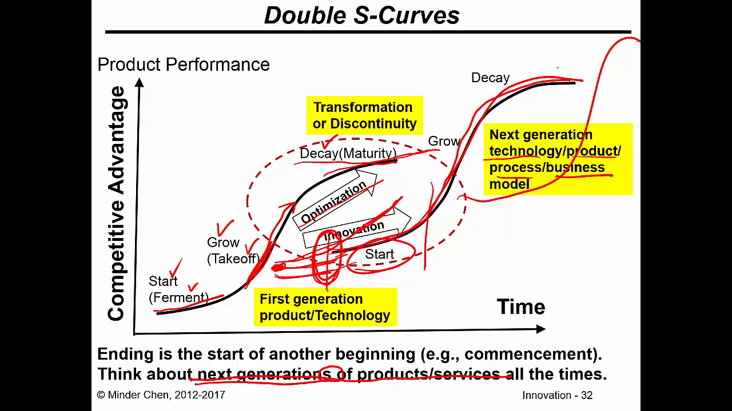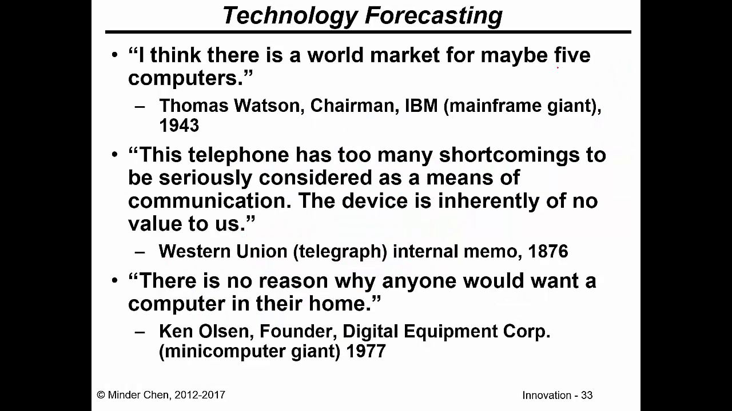This is one way. Always thinking about what's next allows you to keep yourself on your toes and keep innovating. That's the only way you can fend off the competitors or fend off the maturity of the product towards the end of its product life cycle. And technology forecasting is very difficult.